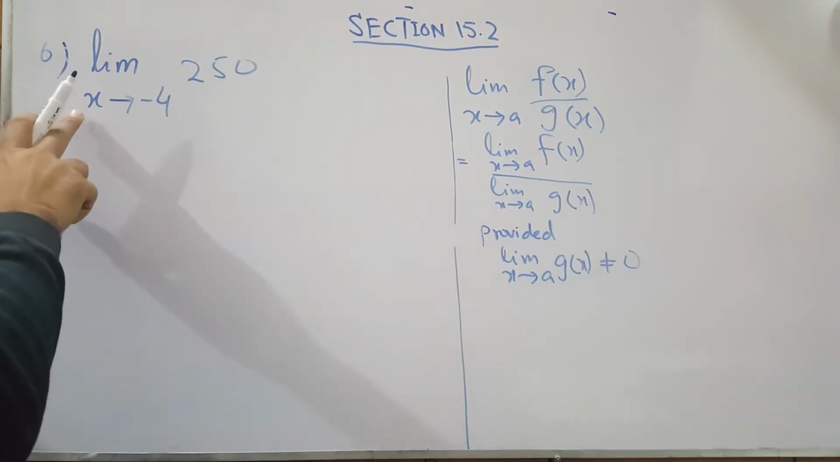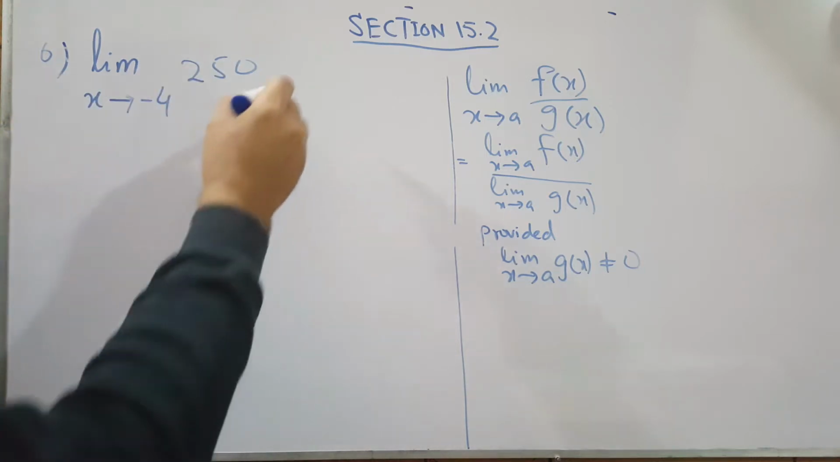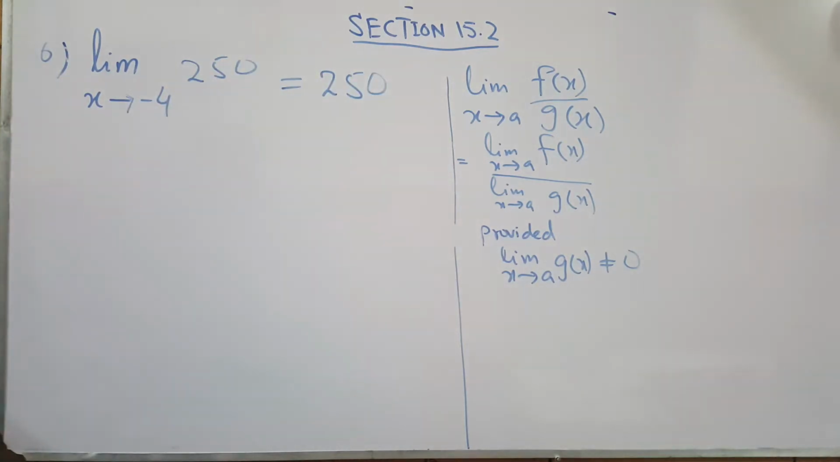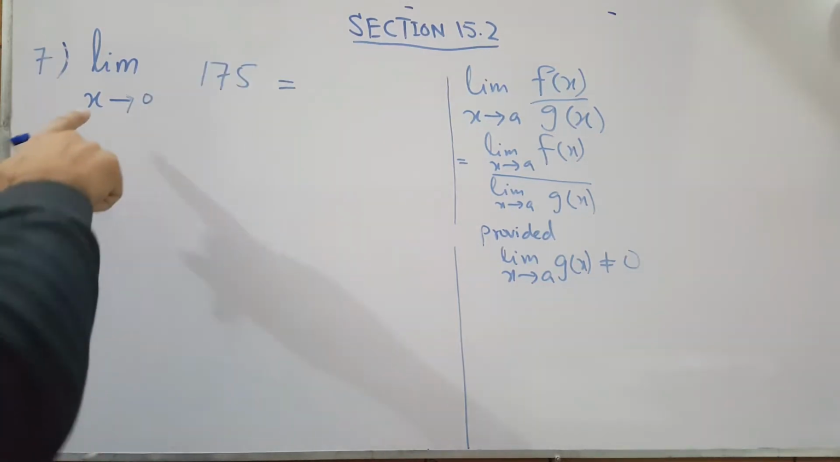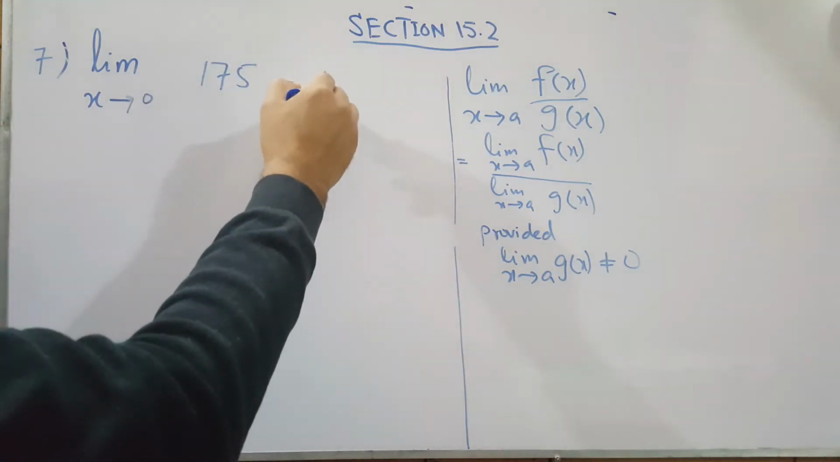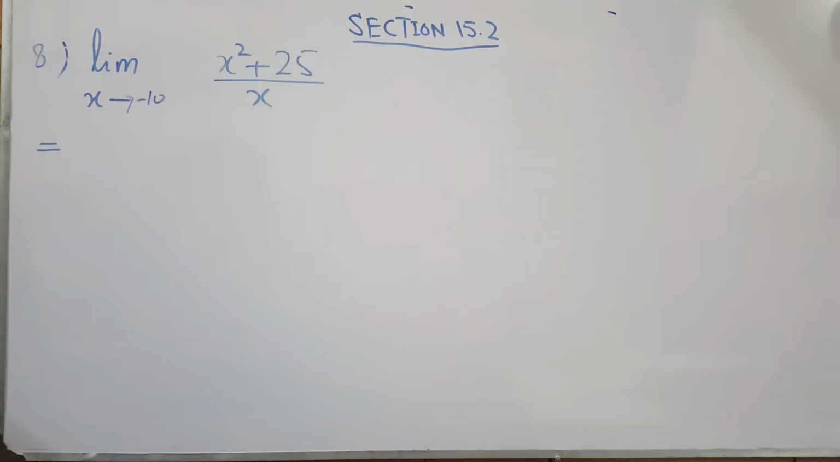Now this one, the limit x approaches minus 4 of 250. 250 is a constant, so what would be the answer? It would be the exact same value, 250. Now this one is x approaches 0 of 175. Again, 175 is a constant, so when you apply the limit, it will give you the exact same value, 175.